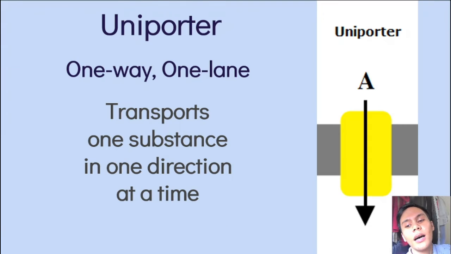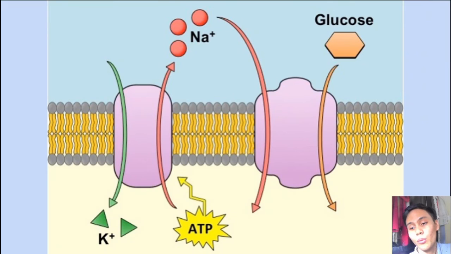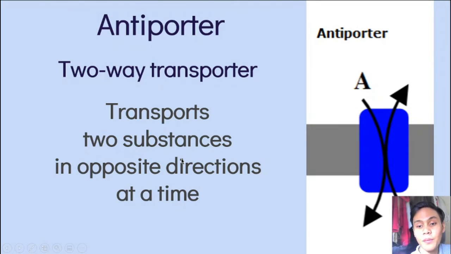Now, your transport proteins can be classified based on the direction of the transport. So, your uniporter is basically a one-way, one-lane transport protein. So it transports only one substance at a time in one direction. Okay, so that's uniport. Very self-explanatory. It's like a one-way road. On the other hand, with this kind of protein, you can see here that there's potassium going in and sodium going out. So like your sodium-potassium ion pump, it's an antiporter. It's a two-way transporter. It transports two substances in opposite directions at the same time. Again, opposite directions. That's why it's antiporter.